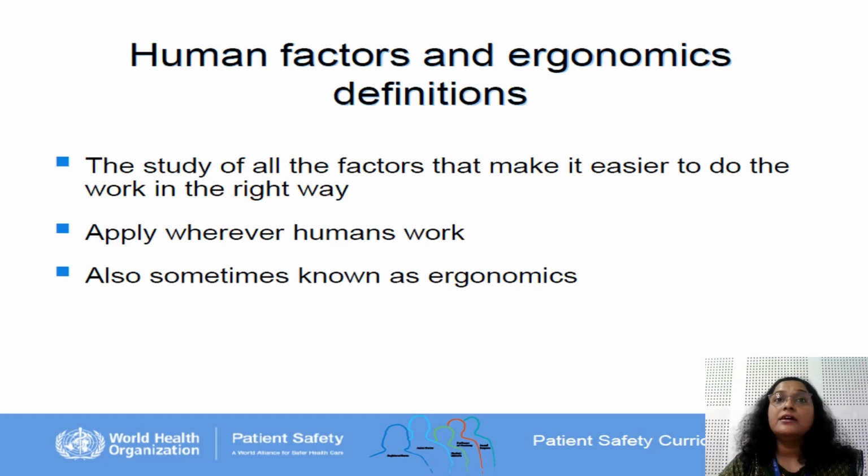Now, human factors and ergonomics are terms that are often used interchangeably. What they describe are the interactions between the human, the task at hand, and the workplace itself. Human factors apply to all situations where humans work. So, it is the study of the factors that make it easier for us to work in the right way. Sometimes it may be referred to as a study of interactions between humans, the tools, and the environment. Experts believe that studying these interactions can reduce errors and improve healthcare quality.